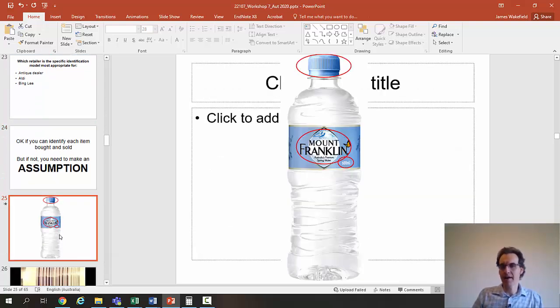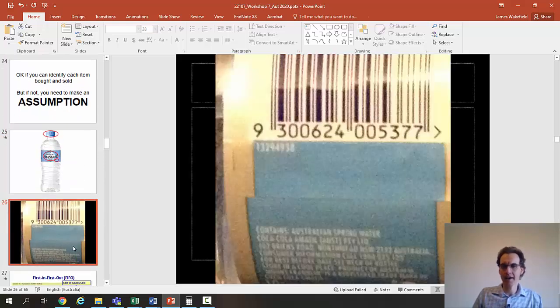Here is a bottle of Mount Franklin. Now, usually in the workshops, when we're at university in class, I will ask students who has this bottle of Mount Franklin. Then I'll ask them to look at the barcode on the bottle. And what we generally find is that the barcodes are identical.